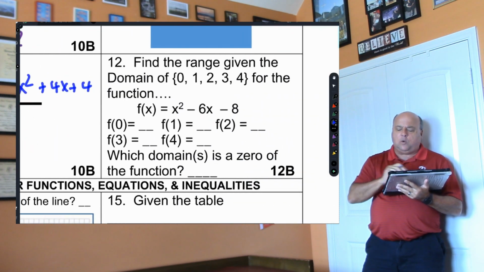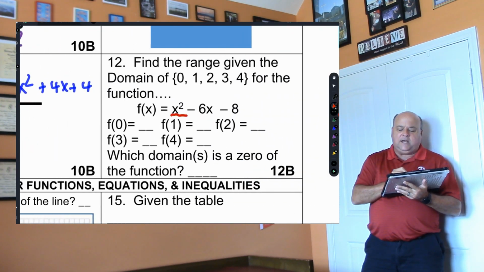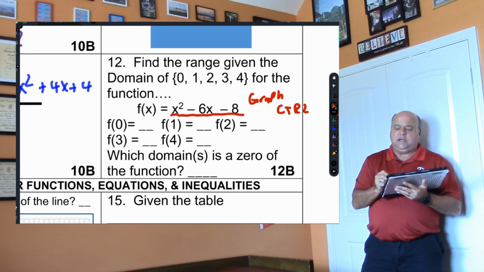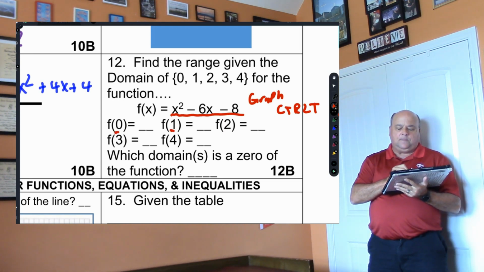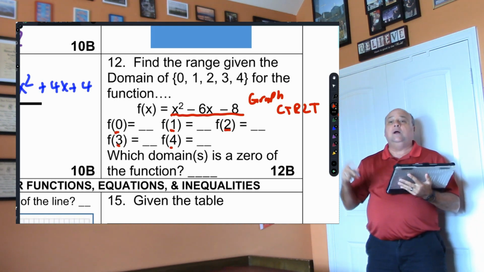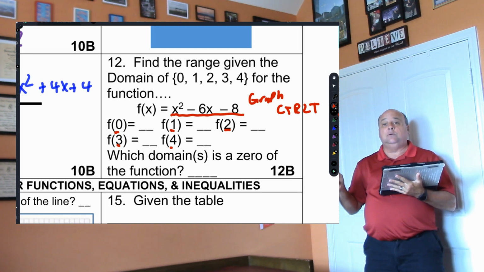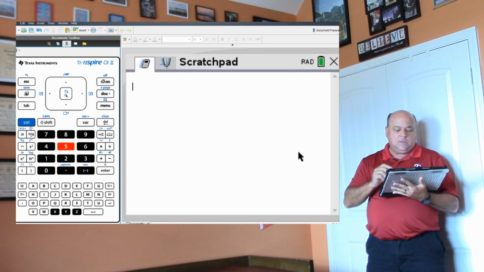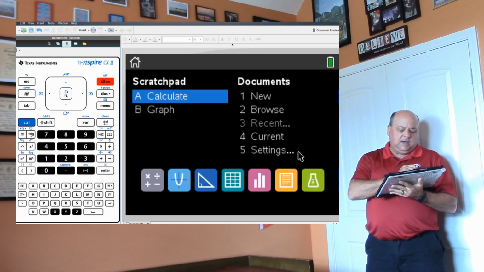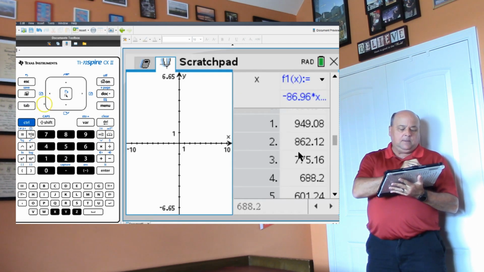Continuing on to number 12. On number 12, we need to graph this and then hit Control T, don't we? So we're going to graph it, hit Control T, and we're going to look up these domains. The ones that output 0 will be called the zeros, okay? So we're going to graph x squared minus 6x minus 8. So I'm going to hit Home, B for graph, and then I'm going to hit Control T.